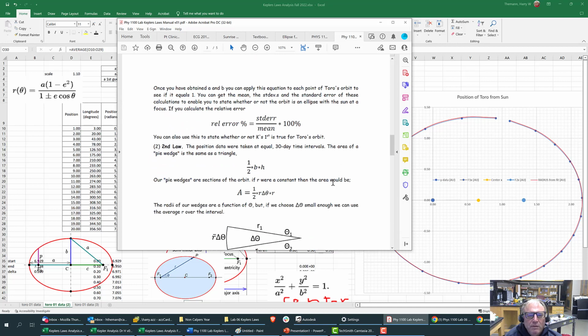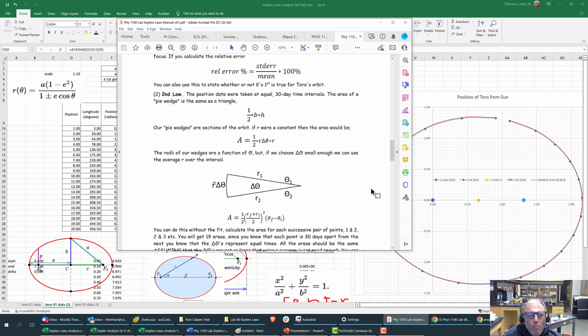Now, area. Kepler's second law says that equal areas are swept out in equal times.